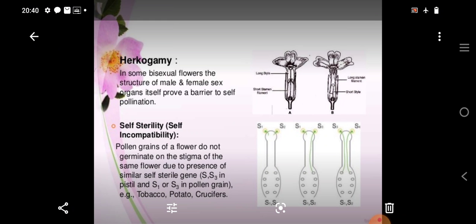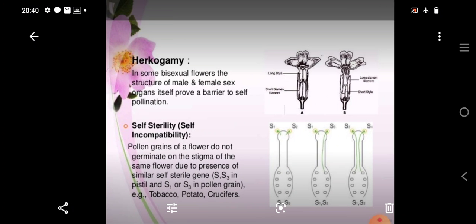And the last one is called self incompatibility. Means they are genetically well adapted. If the pollen of the same flower lands over the stigma of the same flower, the stigma is not going to recognize that particular pollen and pollen germination will not occur. So in this way the same flower's stigma is not accepting the pollen of the same flower. So this is called self incompatibility, through which they are preventing themselves from the self pollination process.